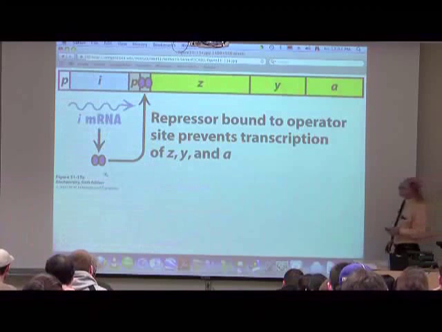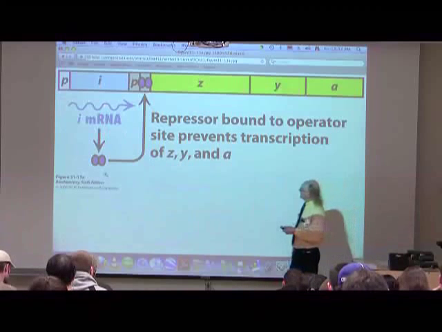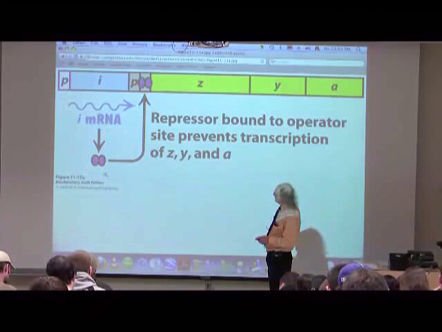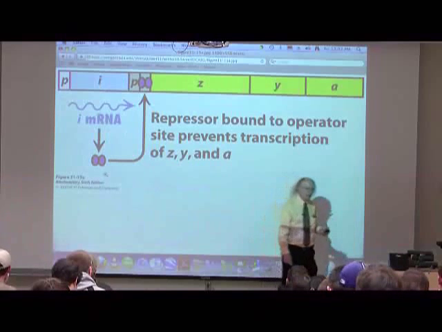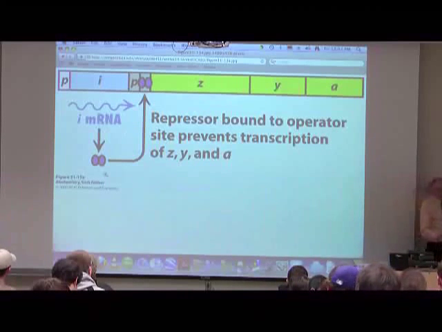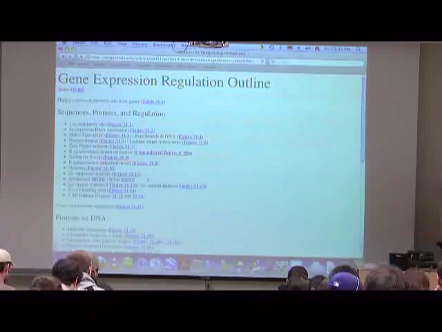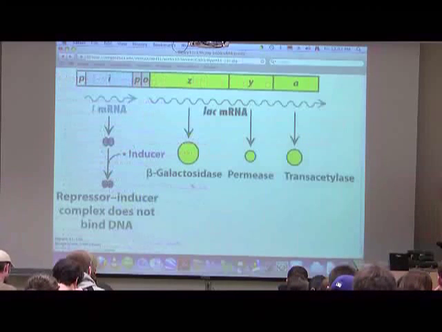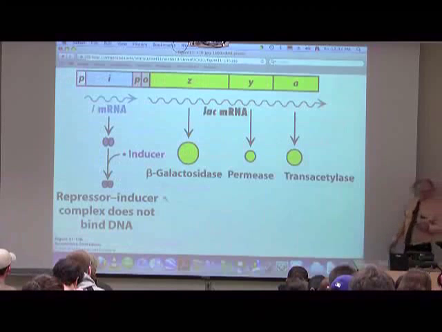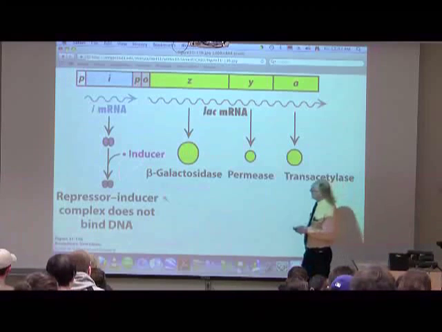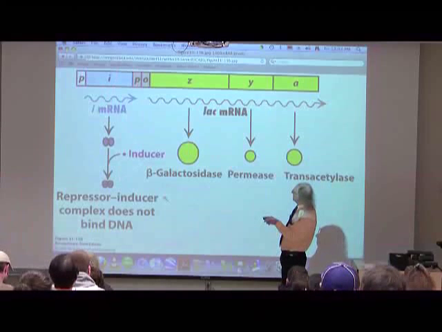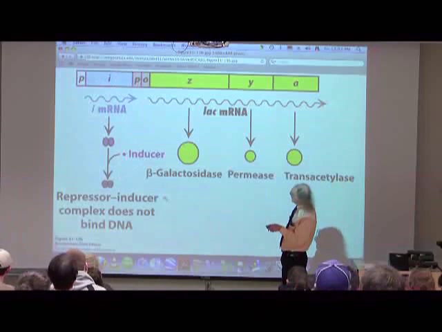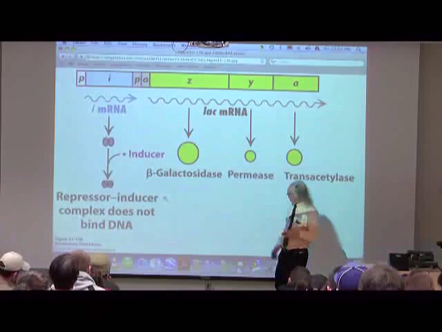So here's what happens when we have no allolactose: we have the repressor bound, transcription is turned off. Okay? So the operon is off when there's no lactose present. When lactose is present, the Lac repressor cannot bind to the operator, and therefore transcription can occur.